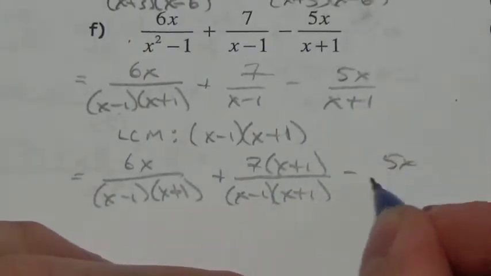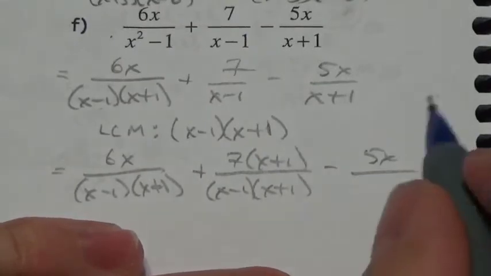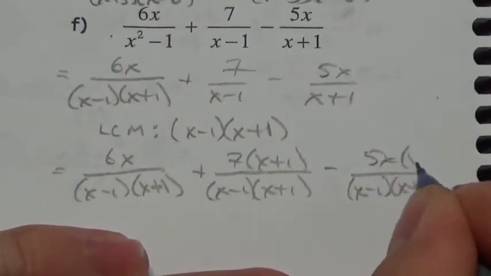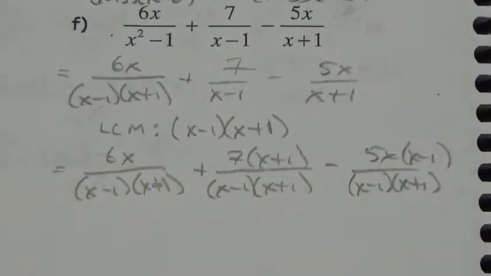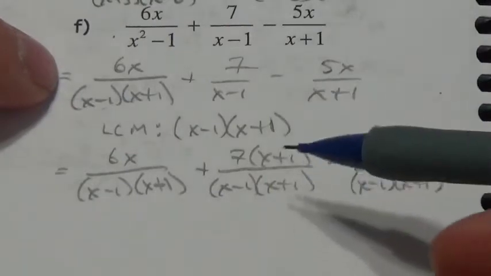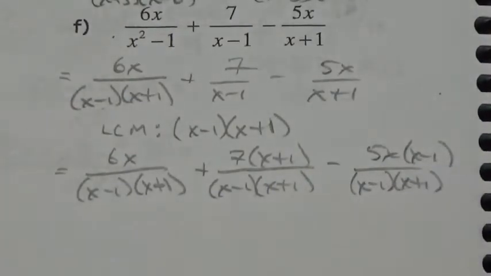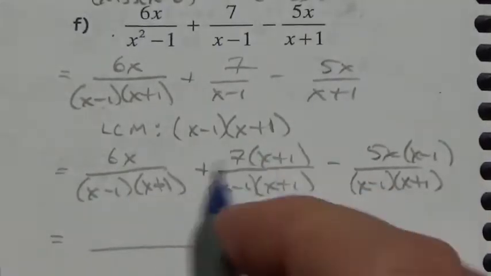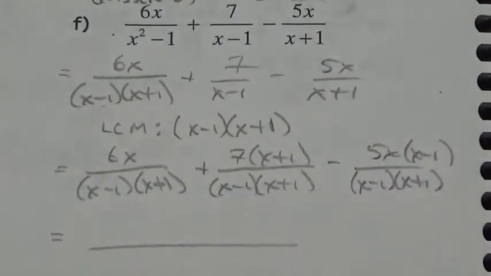Over here, what I'm missing is the x minus 1. So x minus 1, x plus 1, and then I have to multiply the numerator by x minus 1. Now bear in mind this is exactly the same as this one right here because I've only multiplied by 1. The denominators are the same, so they're all over x minus 1, x plus 1.